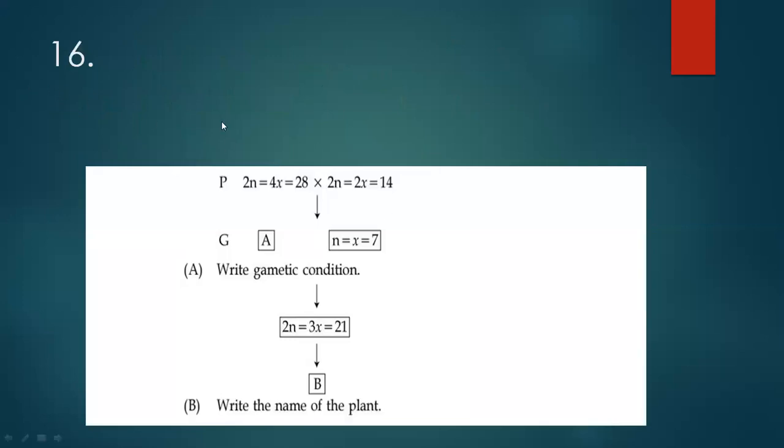Next question for you. Parent 2n = 4x = 28 chromosomes crossed with 2n = 2x = 14 chromosomes. Triticum durum crossed with Secale cereale, rye. A: What is the gametic constitution of this parent? Write the gametic condition. And B: write the name of the plant in the F2 generation.